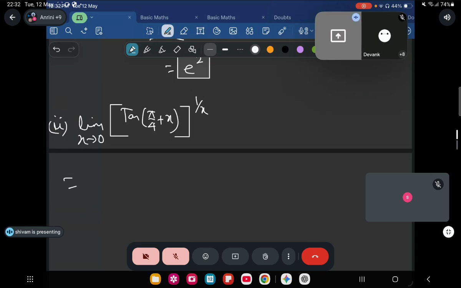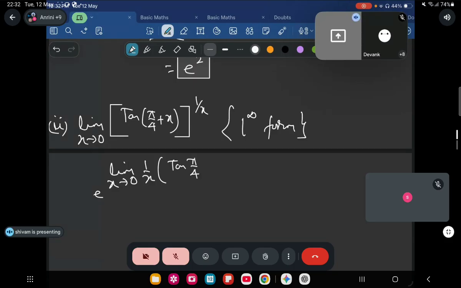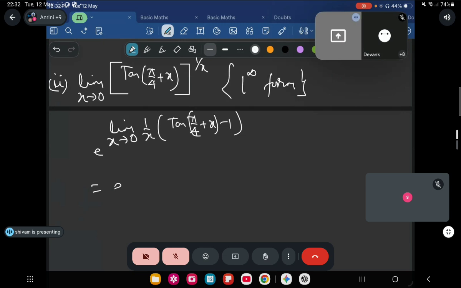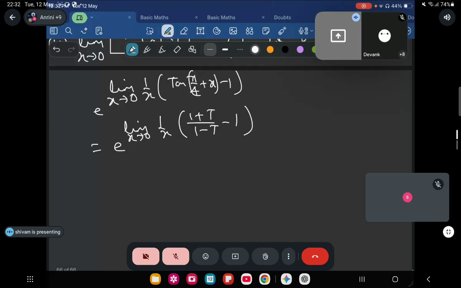So again, apply the same thing. This is 1 to the power infinity form, so this will be equal to e to the power limit x tends to 0 of 1 by x into (tan of (pi by 4 plus x) minus 1). Okay, let us simplify. This will be equal to e to the power limit x tends to 0 of 1 by x into ((1 plus tan x) upon (1 minus tan x) minus 1).